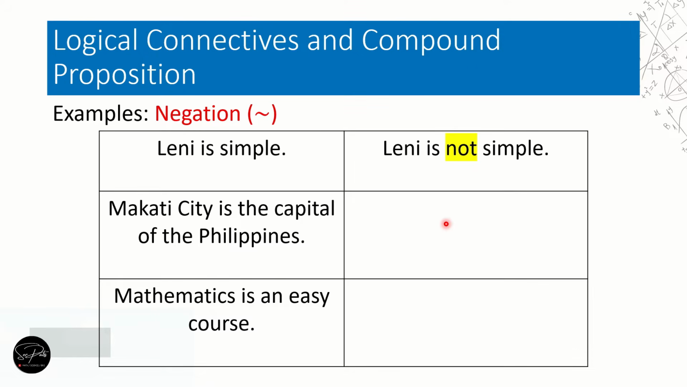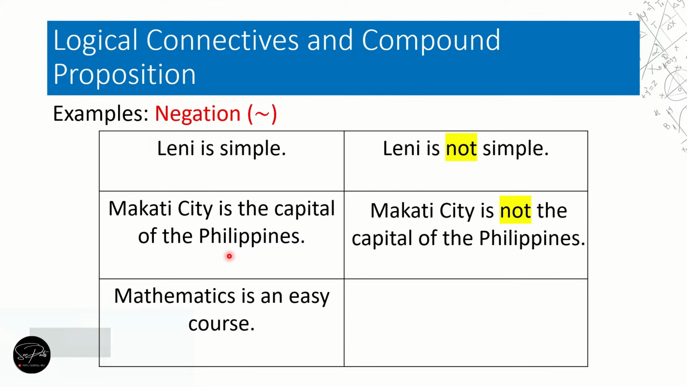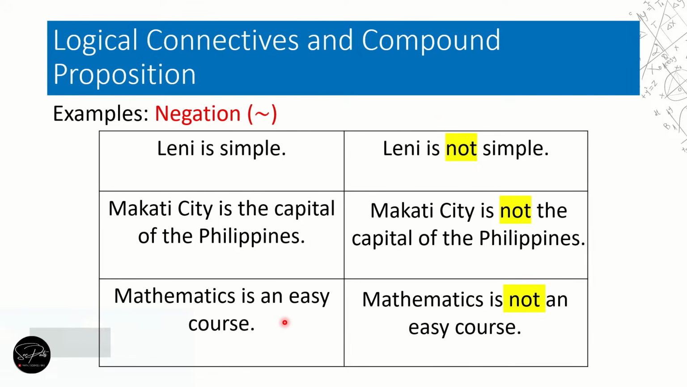Examples of negation. So we have here example proposition is Lenny is simple, and the negation will be Lenny is not simple. So kumbaga dinuktong lang natin yung term na not in order for the statement to be converted into false proposition. Makati City is the capital of the Philippines. Ang kanyang negation will be Makati City is not the capital of the Philippines. And third, we have mathematics is an easy course, and the negation will be mathematics is not an easy course.